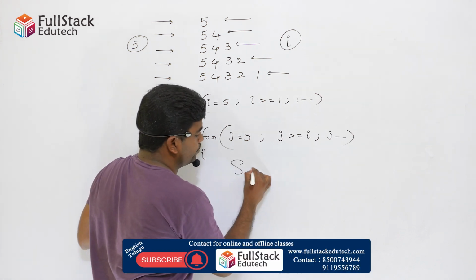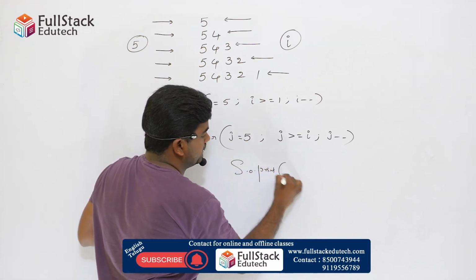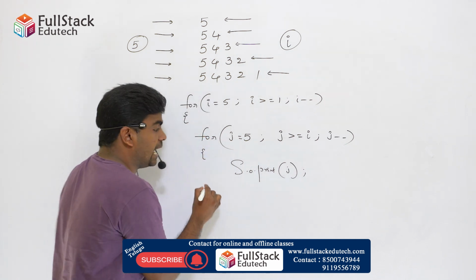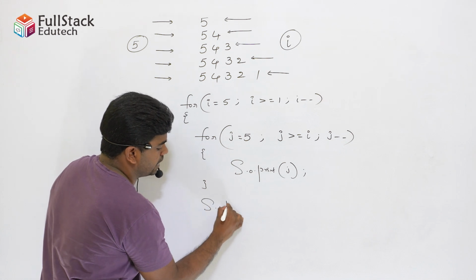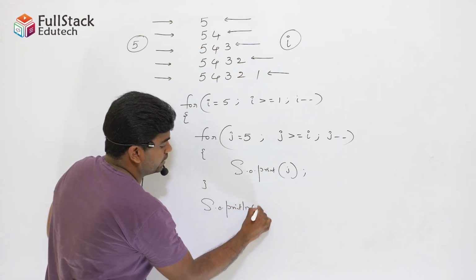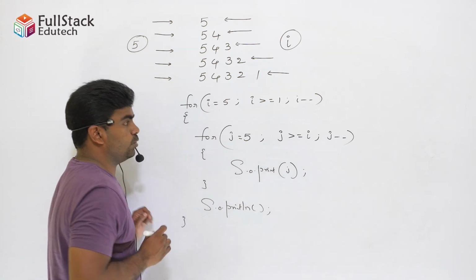Inside the inner loop, we are printing that J, and after completion of one row printing, you need to send the control to the next line using println. This we know how to print.